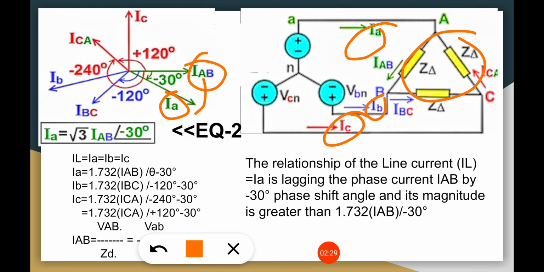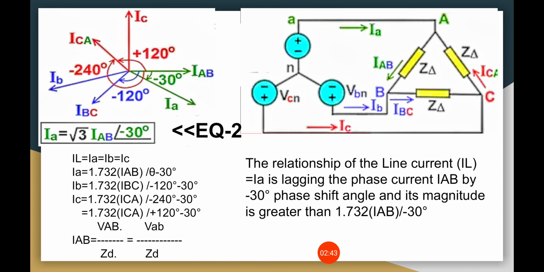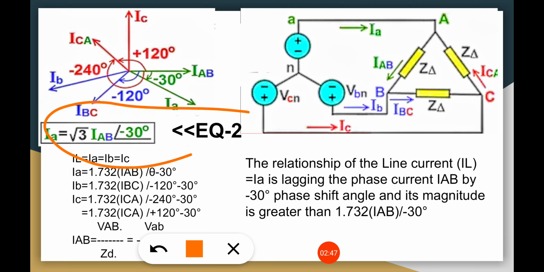But the magnitude of IA is greater by the square root of 3 times IAB, at minus 30 degrees phase shift angle. So we have to remember also this second equation. This is also the basic and standard rule when we are dealing with this WYE-DELTA balanced load.